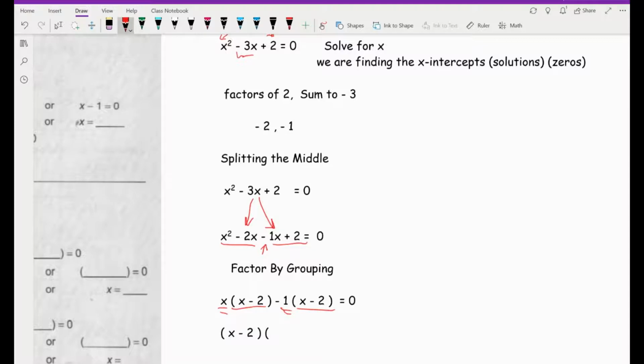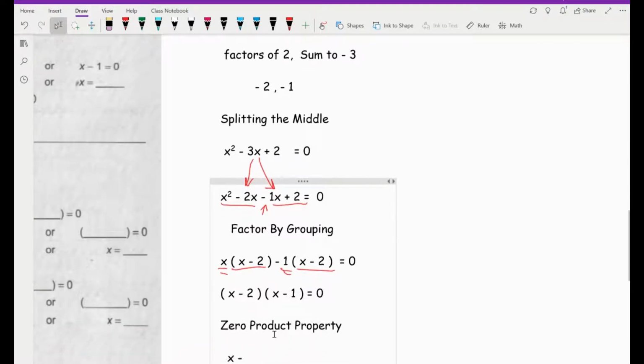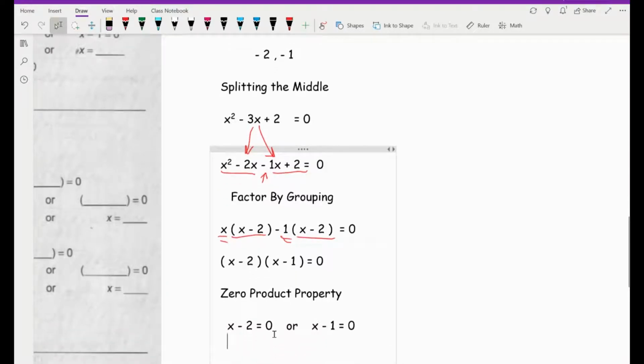We'll put these together: x minus 2 times x minus 1. And we set it, of course, equal to 0. And now to solve this, we use what's called the zero product property. We just set each term equal to 0. x minus 2 equal to 0, or x minus 1 equal to 0. And we solve now. We just add 2 to both sides. In the first one, we get x equals 2, or we get x equal to 1. Those are our 2 answers, 2 and 1.